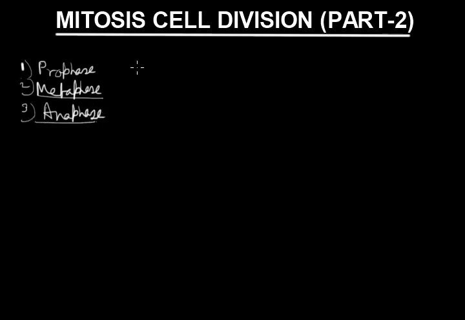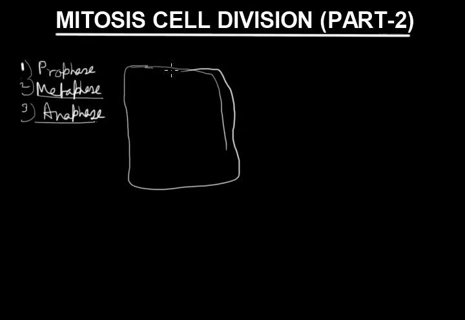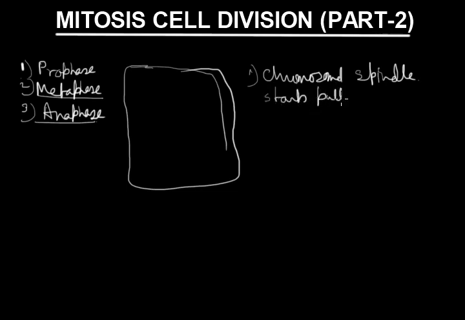What will occur during anaphase stage? Let's see. This is the structure of a cell. And what will happen during anaphase? Actually, the chromosomal spindle, which we have seen during metaphase, starts to pull the chromosomes towards the pole.